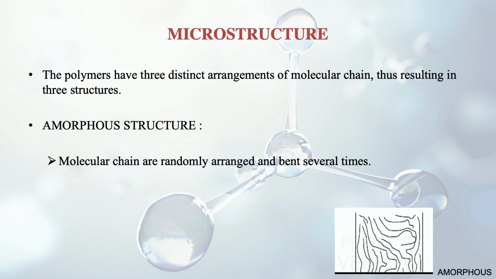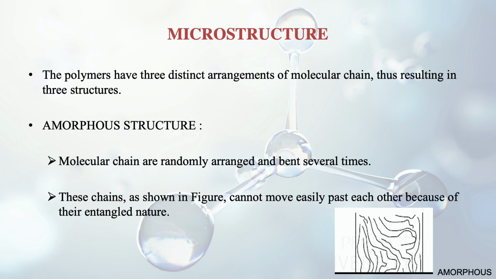They have different kinds of configurations, and these chains, as you can see in the figure, cannot move easily past each other because of their entangled nature. If you view any of the chains, some are entangled in one way, some other fibers in a different way, but they are very compact. That's why they cannot move very easily against each other, and they are called amorphous type.